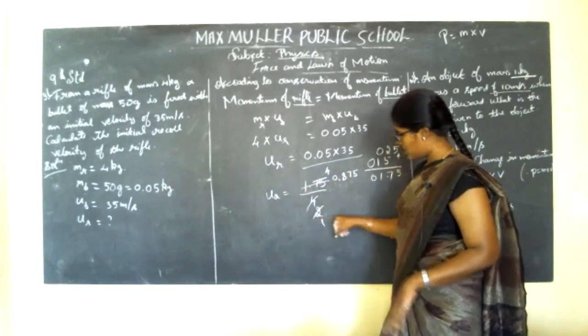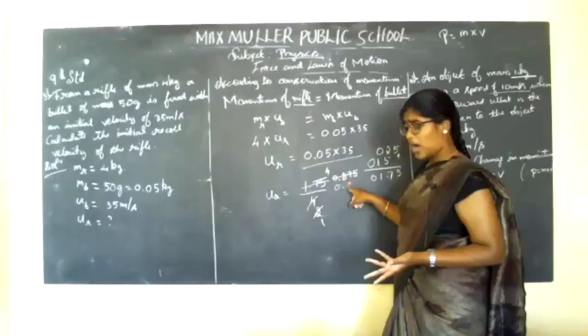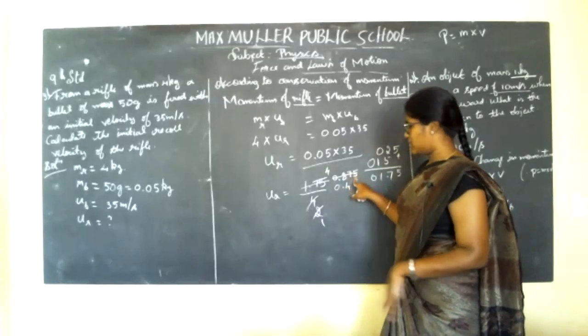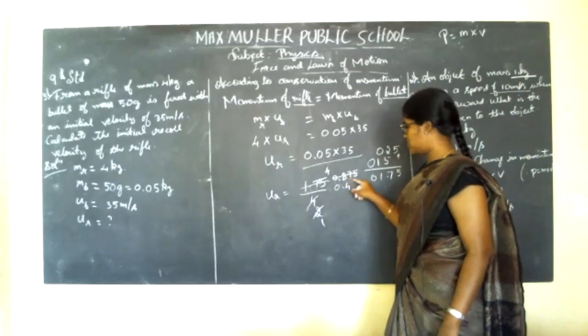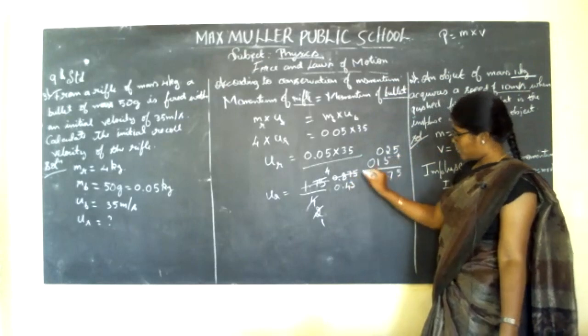Now again, 2 1s are 2. 0 will not go. 2 zeros are 0. It's a point. 2 how much are 8? 2 4s are 8. Here, no remainder. Next number 7. 2 how much are 7? 7 will not go, but 2 3s are 6 will go. 7 minus 6 is 1.